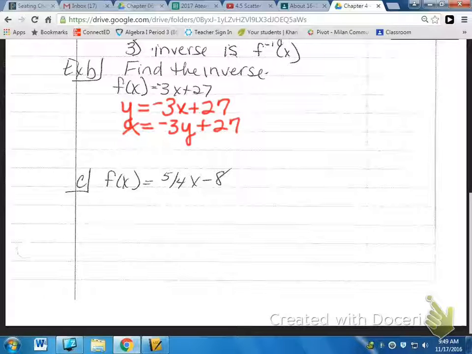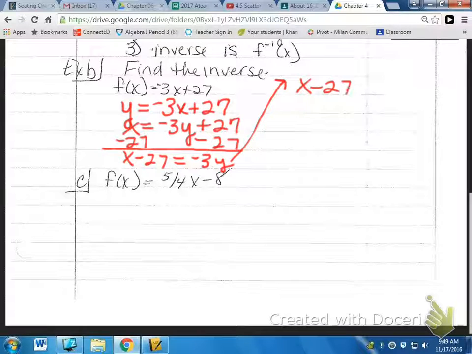And now you're going to take that equation and you're going to put it into the form of y equals now. My y is on the right, so I'm going to go ahead and leave it there for now. And I'm going to subtract 27 from each side. And I get x minus 27 equals negative 3y. I'm going to bring it up here so I have a little more room. X minus 27 equals negative 3y.